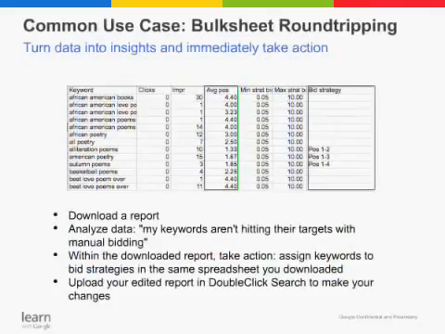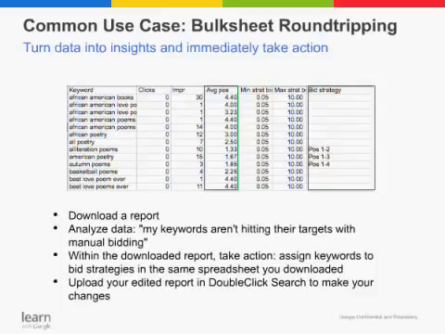All right, so now that we've gone through reporting and bid optimization, let's look at examples of how you'd use these together. I talked earlier about surfacing actionable insights via bulk sheet round tripping, which is the ability to pull a report, make edits within that report, and then upload it back into DoubleClick Search to update your accounts. So when might you want to use this feature?